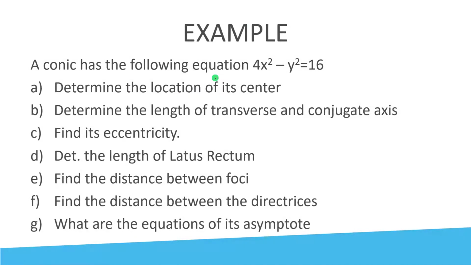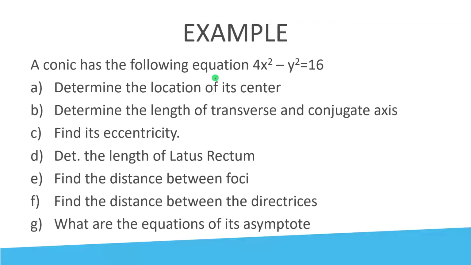So let's solve this example for hyperbola. A conic has the following equation: x squared minus y squared equals 16. Determine the location of its center. Determine the length of the transverse and conjugate axis. Find its eccentricity. Determine the length of the latus rectum. Find the distance between foci. Find the distance between the directrices. And what are the equations of its asymptotes?